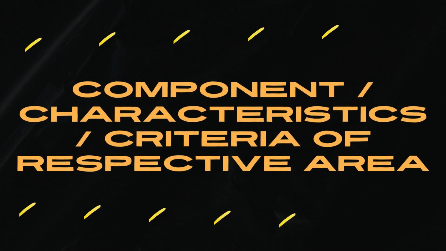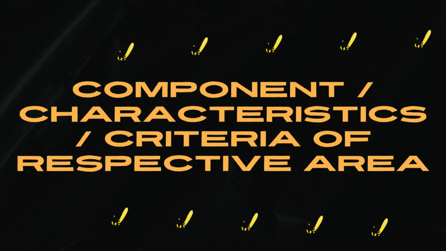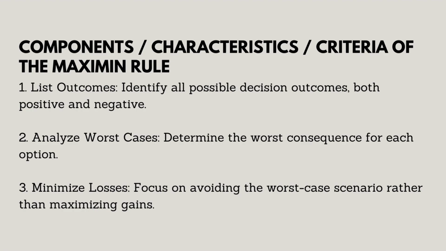Here are the most important aspects of the Maximin rule, which are the components, characteristics, and criteria of the respective area. Number one, it will list all the outcomes and identify all possible decision outcomes, both positive and negative. Number two, it will analyze worst cases and determine the worst consequence for each option. The third one is it will help you to minimize losses because it focuses on avoiding the worst case scenario rather than maximizing gains.